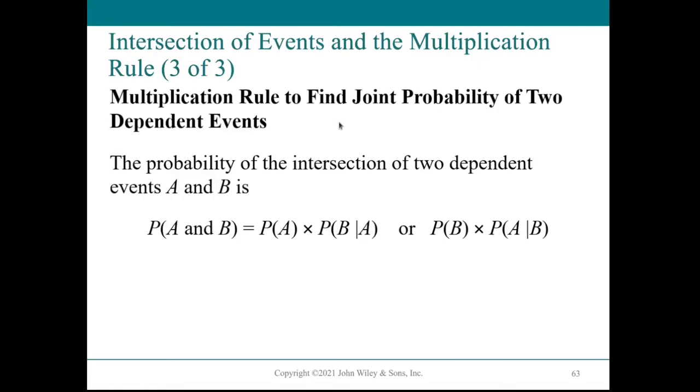So we have here the probability of both A and B occurring is equal to the marginal probability of A, which is the probability of A occurring without any condition to B, times the probability of B occurring provided that A has already occurred, meaning B is dependent on A. Or it can be vice versa: the probability of B occurring and the probability of A occurring given that B has already occurred.